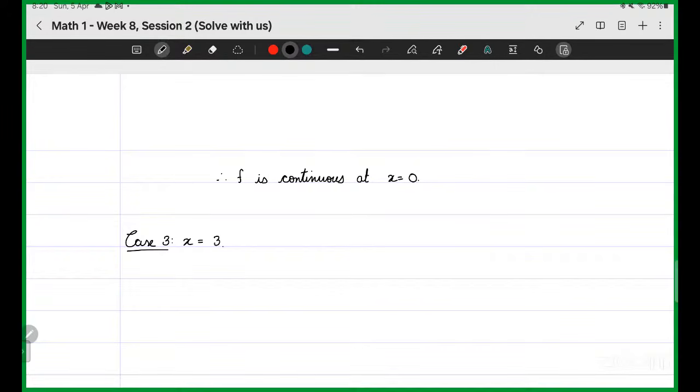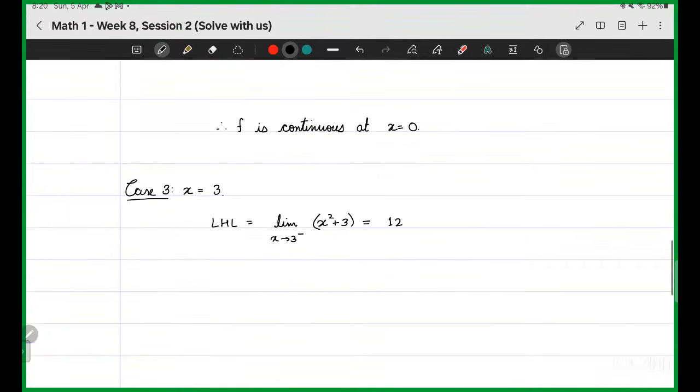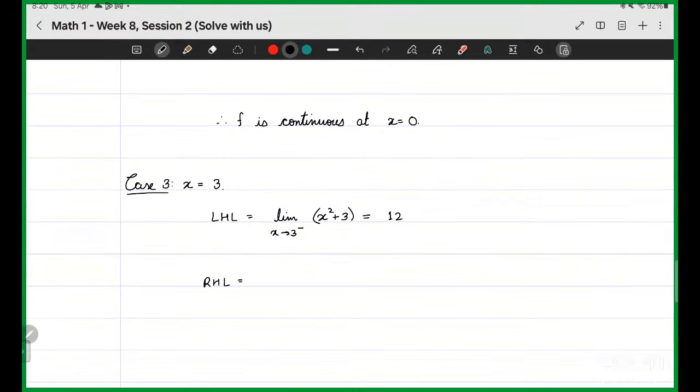So the last case is x is equal to 3. LHL is limit as x goes to 3 minus. f of x to the left of 3 is 12 minus x squared plus 3. So this would directly become 12. RHL, which also happens to be f of 3, okay, let's not do that jump. To the right of 3, you have x cubed minus 15. 27 minus 15, which is 12. And then f of 3 is also 3 cubed minus 15. So it's the same thing.